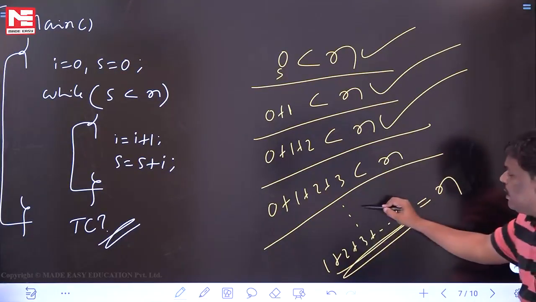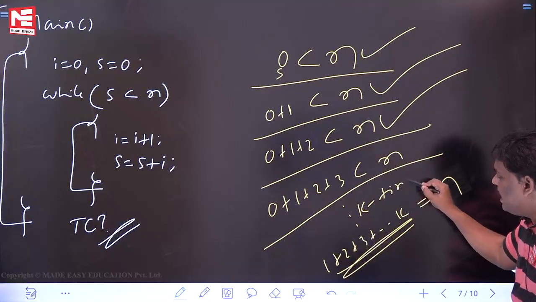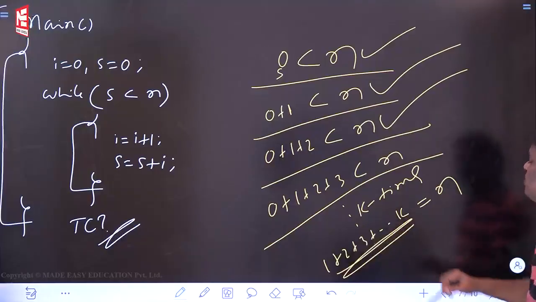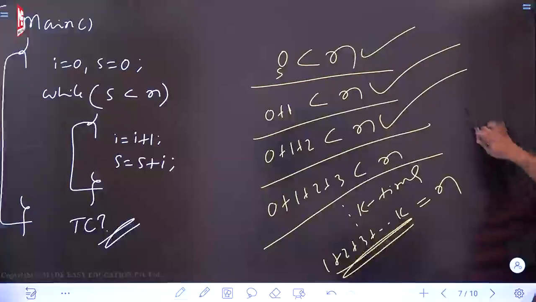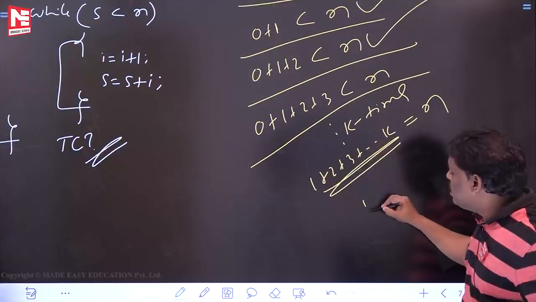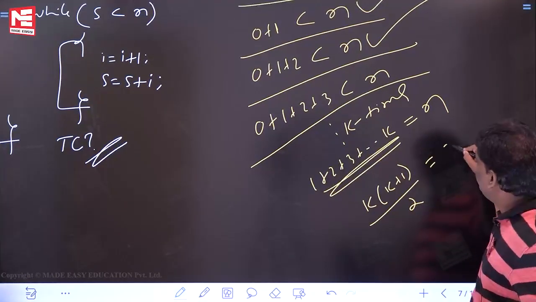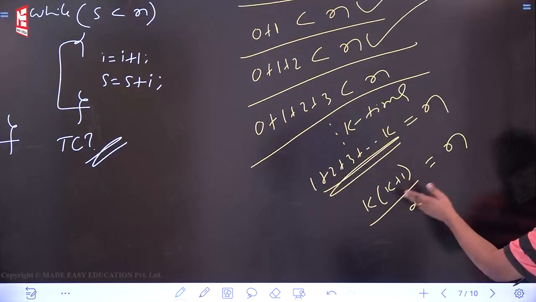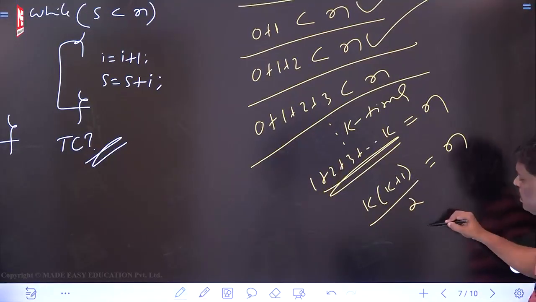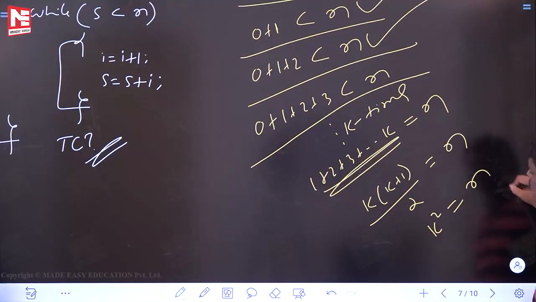After doing k times, the total sum of k natural numbers is equal to n. Some people are asking, what is the sum of k natural numbers? It is k into k plus 1 by 2, which is equal to n. Forget about small constants. Finally, k square is equal to n by 2. Small constants are neglected.